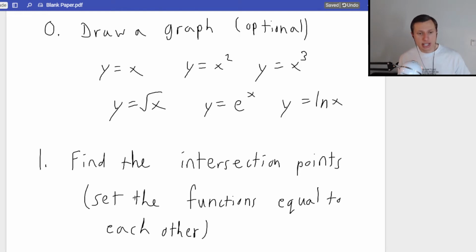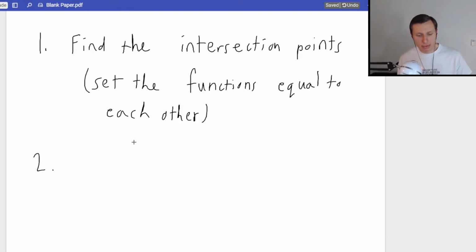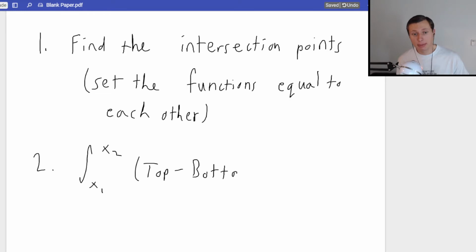And then finally, step 2 is the actual calculus or math part. You're going to solve the following integral. The integral from x1 to x2, which is really just the leftmost point to the rightmost point, of the top function minus the bottom function dx.